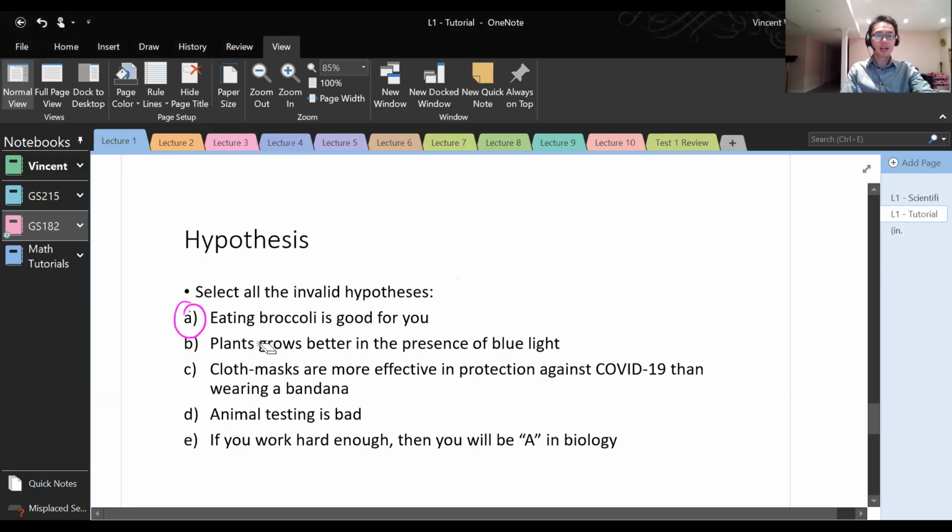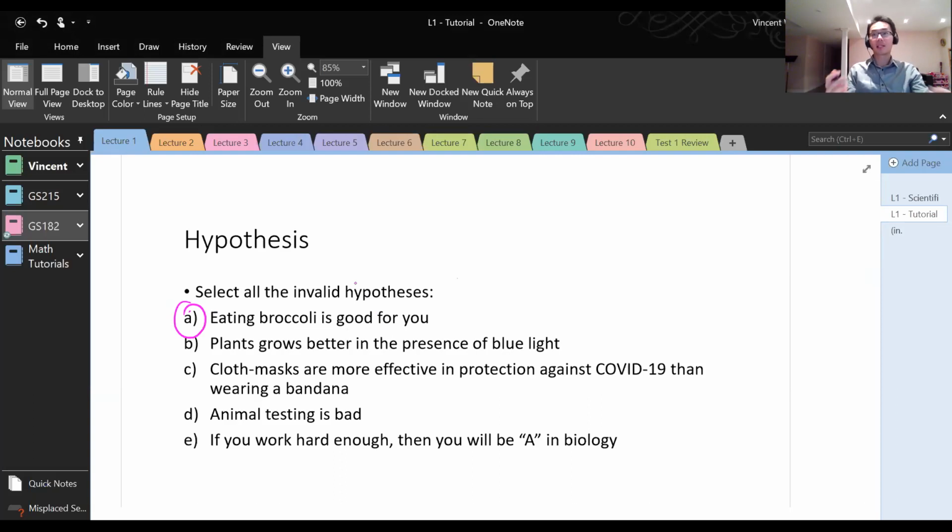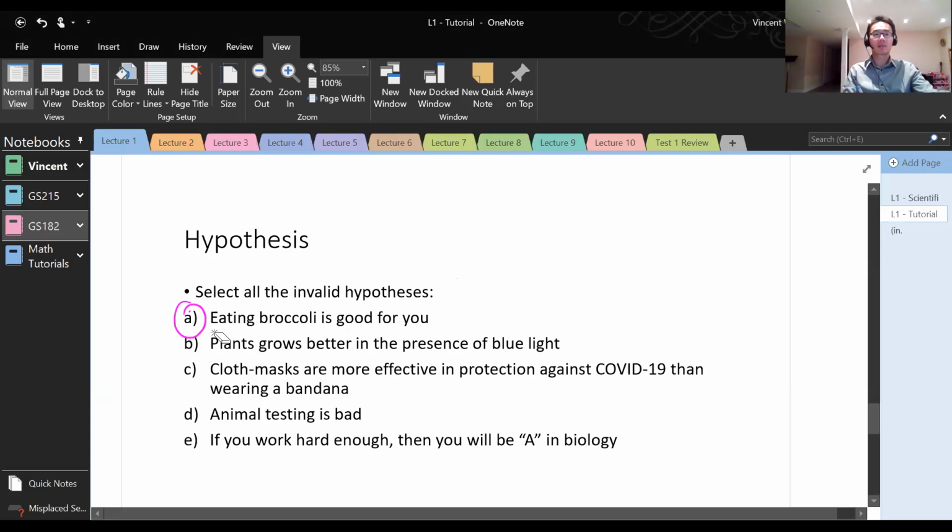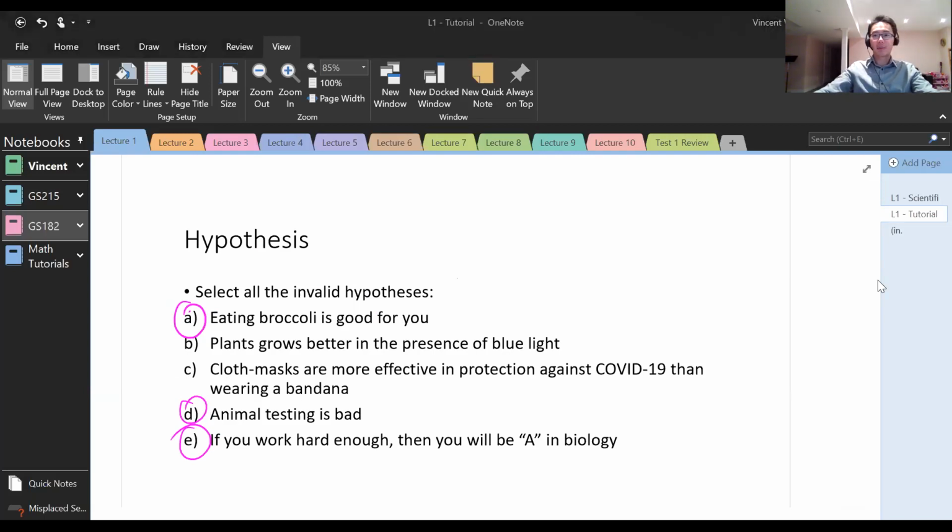The first one is invalid because "eating broccoli is good for you"; good is such a vague term. It's hard to test whether something is good or bad. In what sense? I need more details, so that's not valid. "Animal testing is bad" is an opinion. This one is non-falsifiable. So A, D, and E are the bad hypotheses.